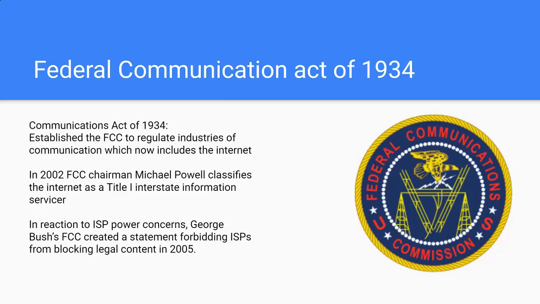Further down the line in 2002, FCC Chairman Michael Powell classifies the internet as a Title I interstate information service. After some concerns on ISPs banning users for using VPNs, the Bush administration's FCC acknowledged this issue and created a statement forbidding ISPs from blocking legal content. These events kickstarted the formulation of future net neutrality rules and also its eventual repeal.